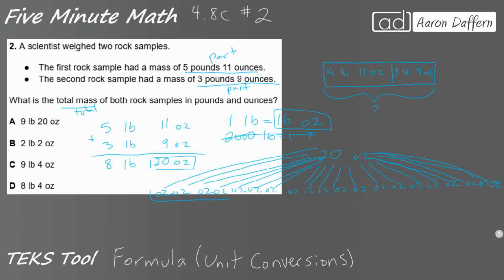But if I take 16 of these, look what I've got. I've got 16 of these. This actually makes 1 pound. So I'm going to take this 20 ounces and split it up into 1 pound, and then I've got 4 ounces left over. And so I can take my 8 pounds, 20 ounces, and say that 8 pounds and 20 ounces is going to be the same as 1 pound, 4 ounces. I can add my 8 pounds and my 1 pound, and I get 9 pounds, 4 ounces.